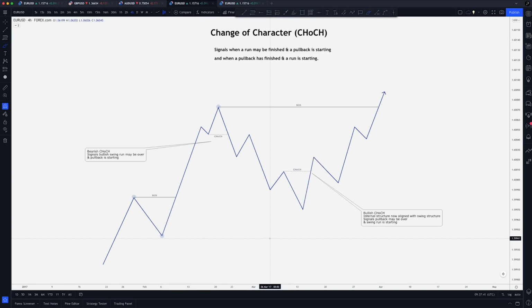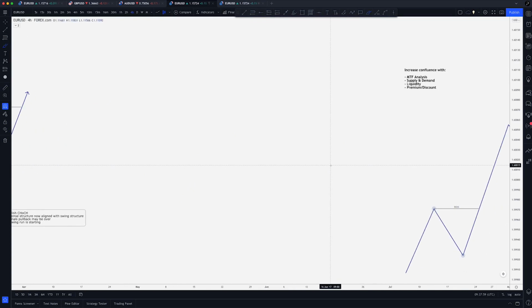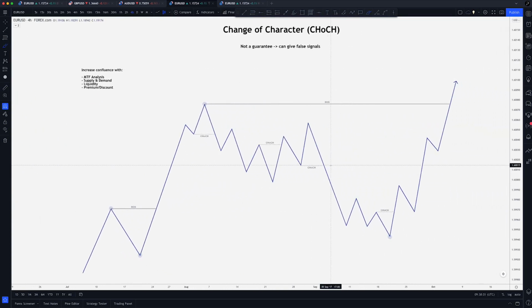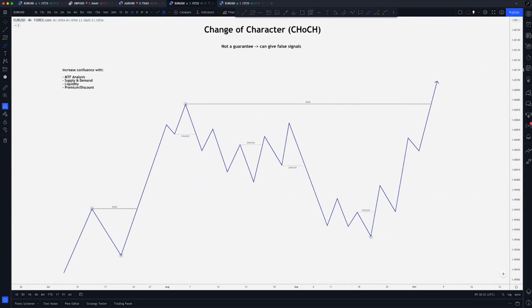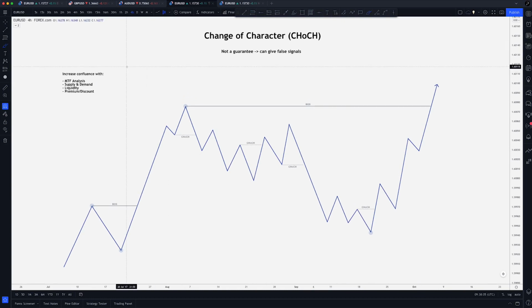So just to keep this as simple as it needs to be, we look for those internal changes of character to help us know when this swing run has ended, when we can then start to anticipate the pullback, and then when we can anticipate that pullback has now finished, and that the higher low is formed, and we can start to target that next swing high. Hopefully that makes sense. Now, what I want to add is changes of character are not the holy grail. Obviously, they can give you false signals, and that is why you need to pair them with other complements that we're going to look at right in the next few videos.